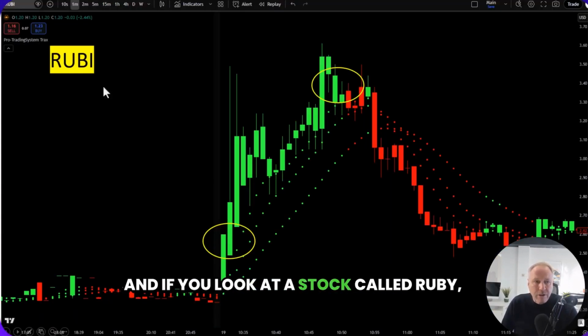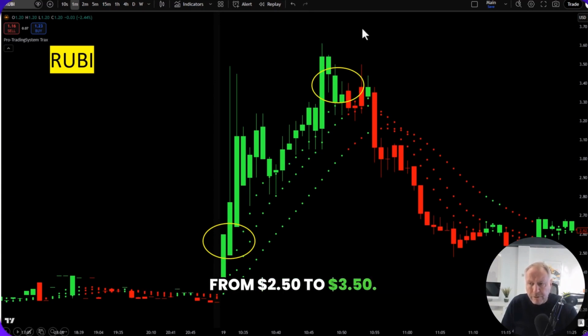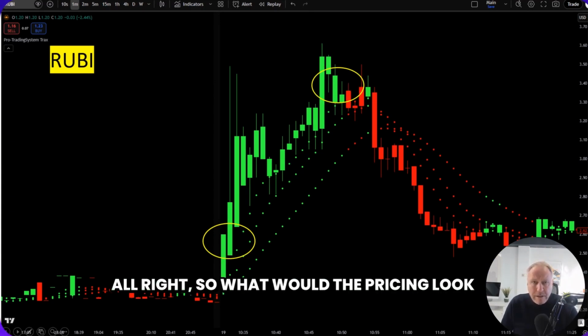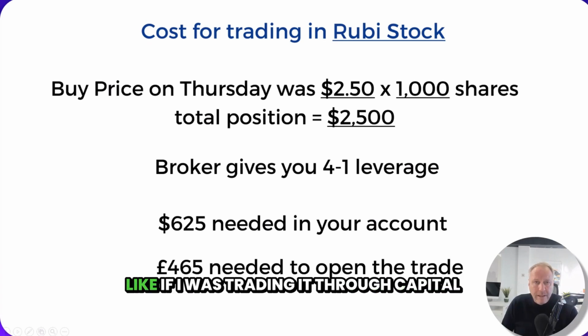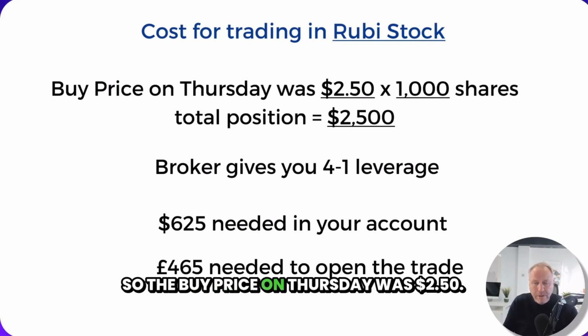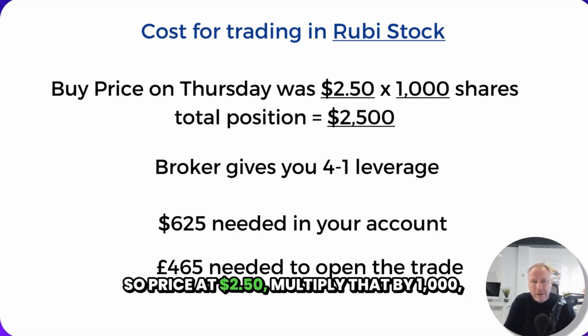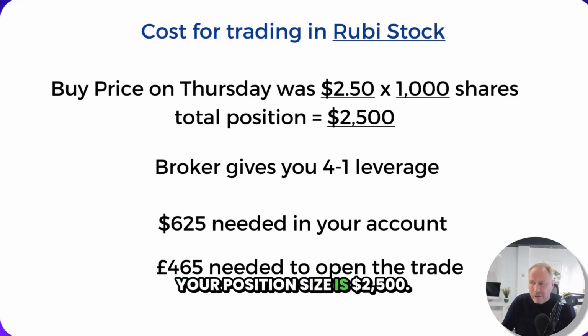And if you look at a stock called Ruby, which I was trading the other day, it went from $2.50 to $3.50. All right, so what would the pricing look like if I was trading the stock Ruby through Capital Markets? So the buy price on Thursday was $2.50. Now, if you buy 1,000 shares, your total position is $2,500. So priced at $2.50, multiply that by 1,000, your position size is $2,500.